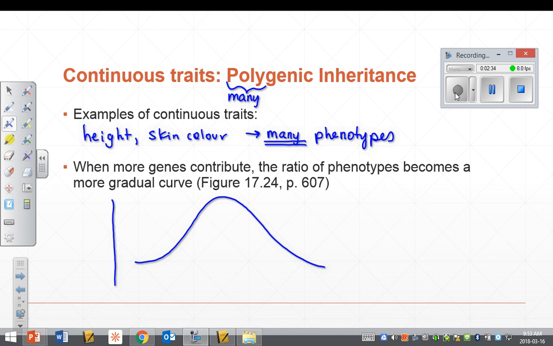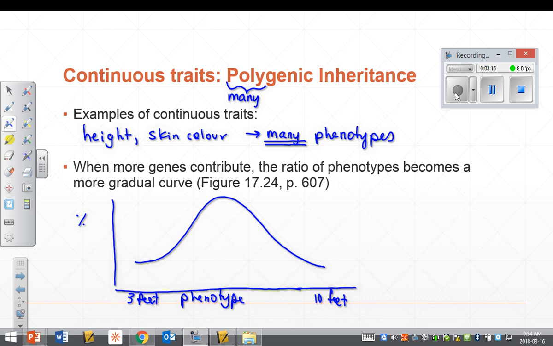But if this was the curve, along the y-axis would be the percent of people who have this particular phenotype, and along the bottom would be the phenotype. So if this was a curve representing height, we would have our 10 feet tall people over here and our 3 feet tall people over here. And we would see that most people are in the middle, but there are people, because of the many genes that contribute, that have phenotypes that lean more to one side of the curve versus the other.